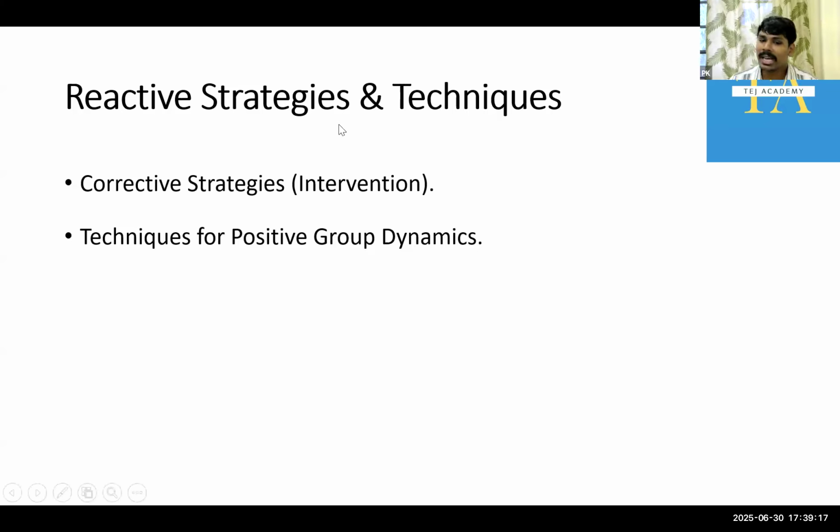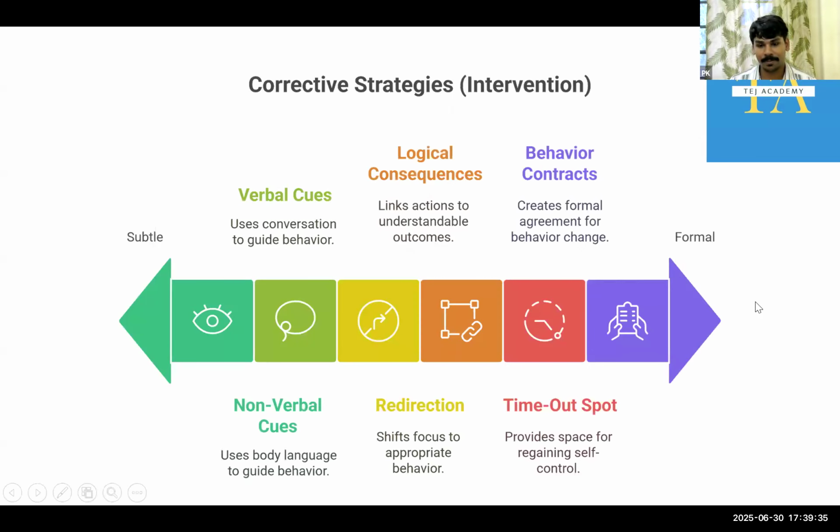So there are something called corrective strategies, which are the interventions that you need to undertake in order to make sure that a smooth group activity takes place. And there are techniques for positive group dynamics. Let us discuss both. Coming to the corrective strategies, the first one is non-verbal cues. For example, students are having group work where they are discussing in groups, but rather than discussing, they are doing something else, or they are making noise and disturbing others.